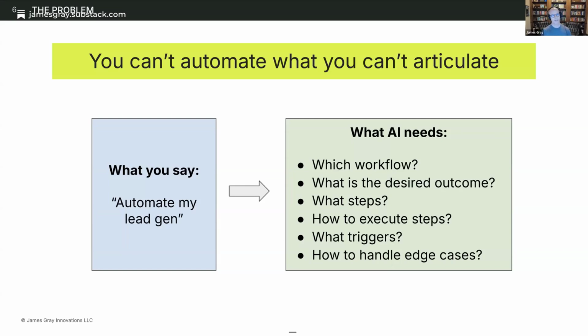And so we might say something high level, just to be extreme, automate my lead gen process. Well, if you look at what AI really needs to apply the technology, right? Which flow are we talking about? What are the business outcomes? What are the steps? How do we execute the steps? How specific do we need to be? What are the triggers? What about all these edge cases, right? And this is where people get stuck. They're not in a position to articulate them because they're trying to take on something that's too high level. And hopefully that makes sense.